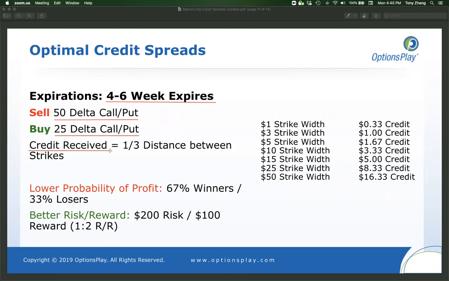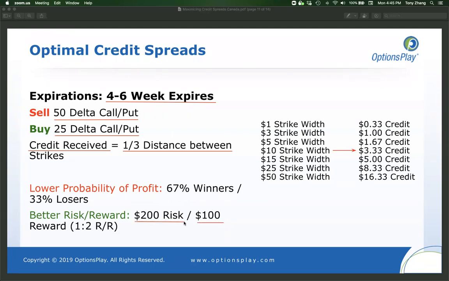Now, when you follow these two strikes, what you're going to find is that the credit you receive is going to be roughly 1/3 of the distance between the two strikes. So we talked about the 190 put credit spread, that's a $10 wide spread. If I'm selling a credit spread that's $10 wide, I want to collect roughly $3.33 in income, which means that I have $6.67 of risk on that particular trade. So for every $100 of income that I'm collecting, I'm going to be risking roughly $200.